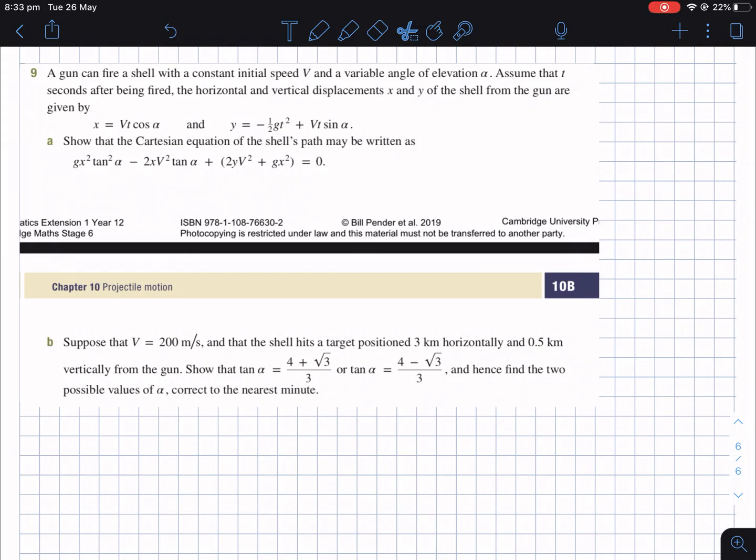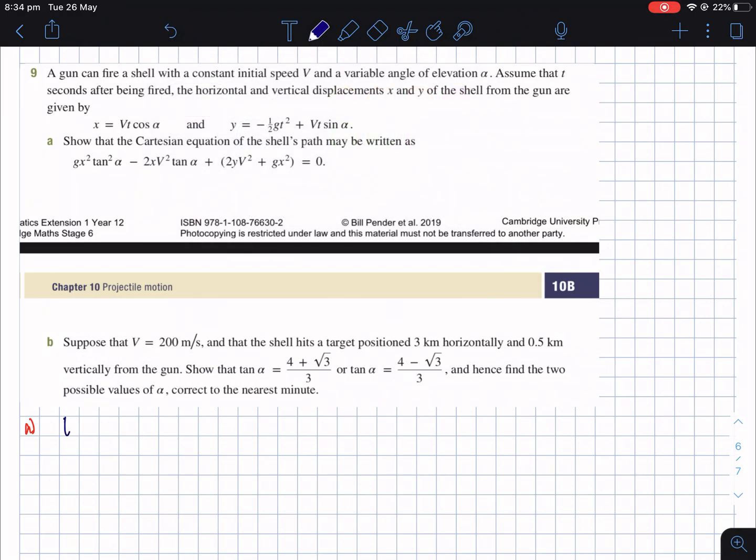Now this is interesting. We've been given the formulas for x and y as functions of time, so displacement as a function of time. Show that the Cartesian equation for the shell's path may be written as given. So essentially we're going to do some rearranging. Question A.